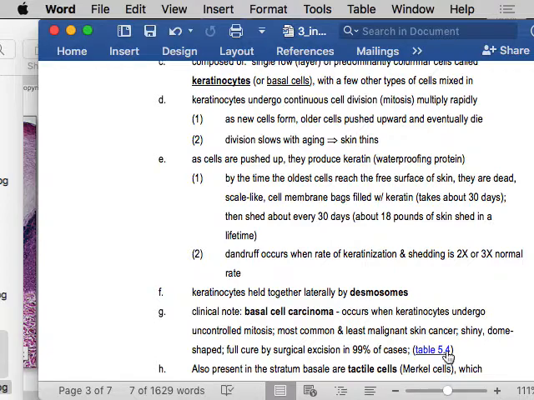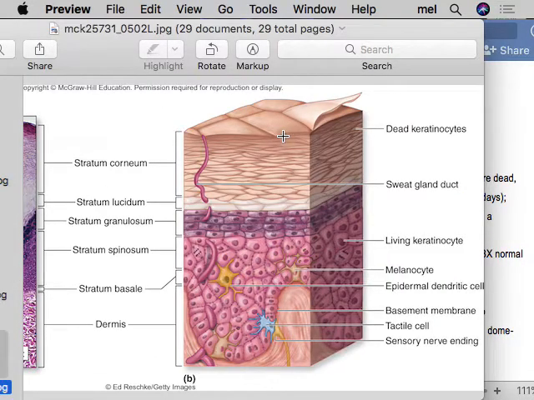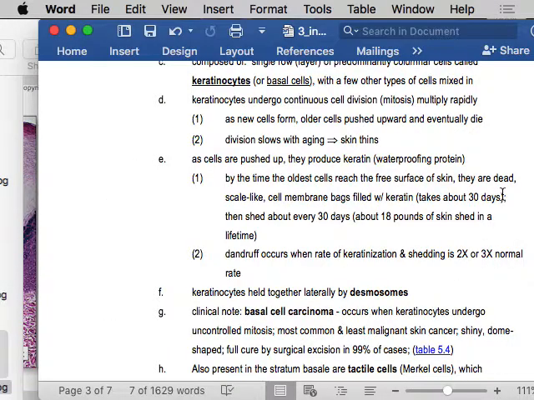So that process is going to be sort of dependent on your rate of cell division, right? Okay, so as cells are pushed up, they will produce keratin. Now, let's talk about how that is different in some people than other people.